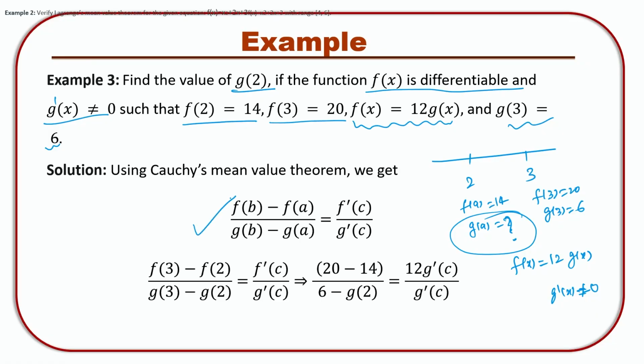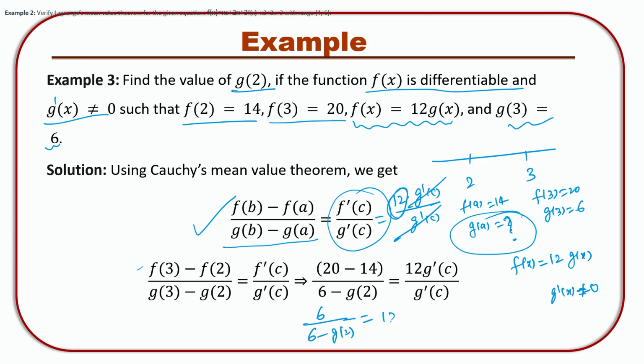Cauchy mean value theorem is what? f of b minus f of a divided by g of b minus g of a is equal to f dash of c divided by g dash of c. Calculate this one. This is going to be 12 into g dash of c divided by g dash of c. So this will be cancelled out because g dash of c is not equal to 0. So this will be 12. And put all those values here. You will get 6 divided by 6 minus g of 2 equal to 12.